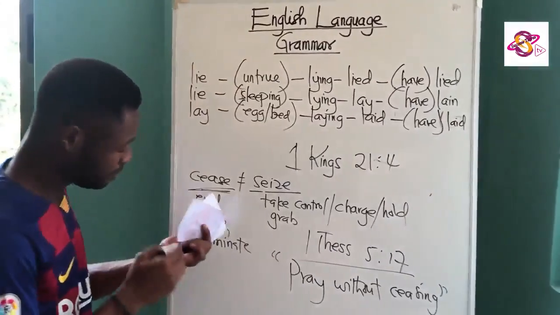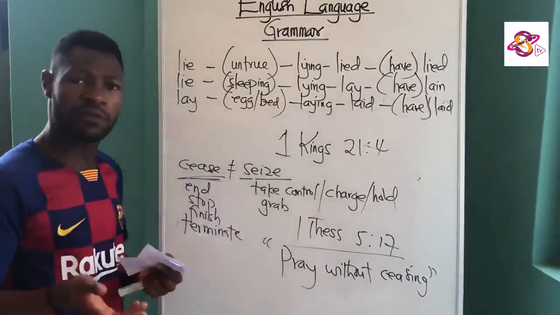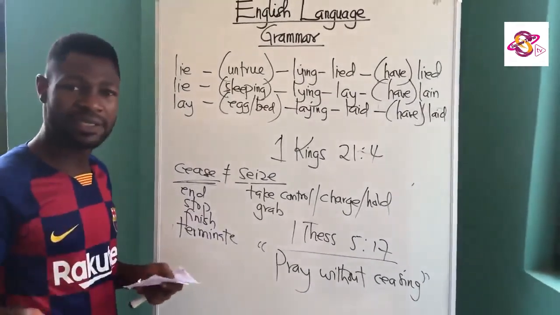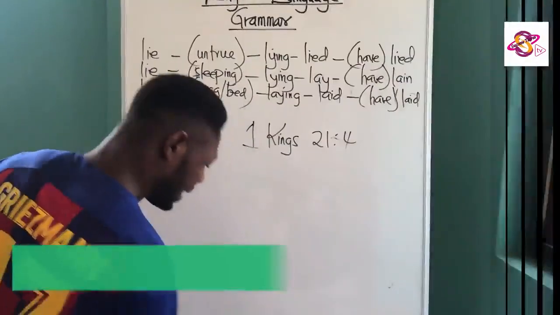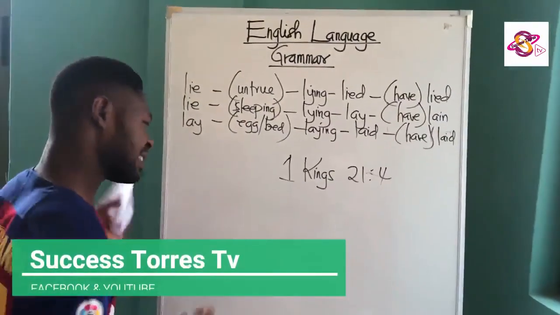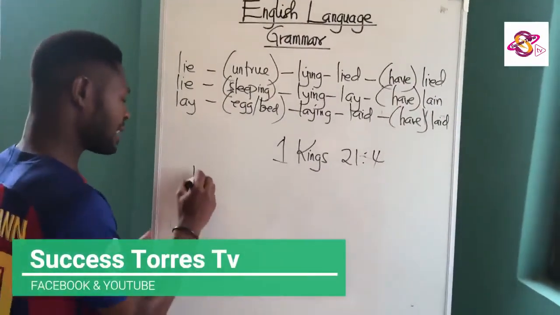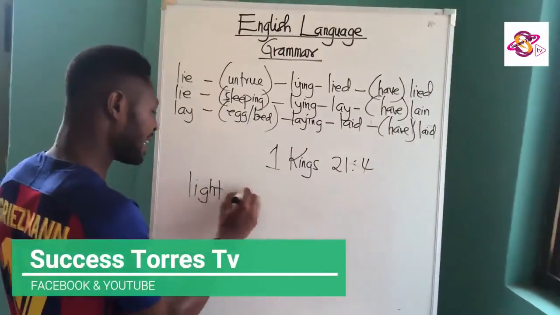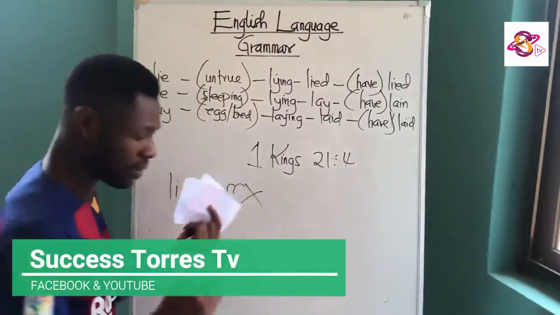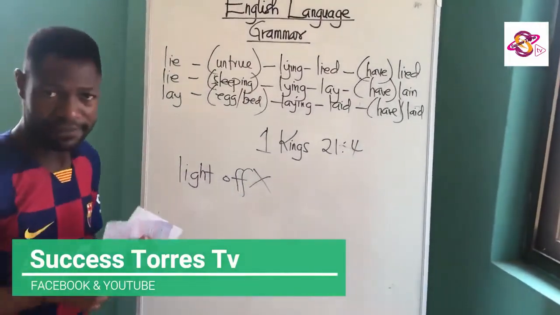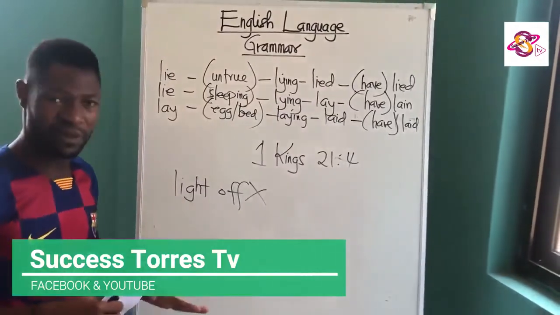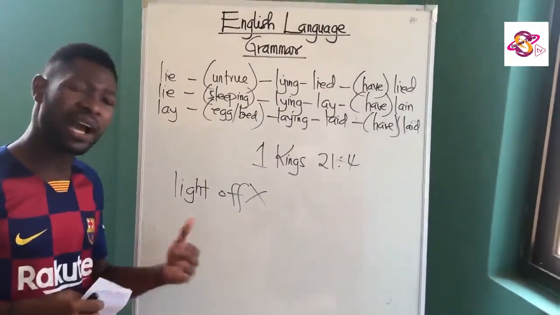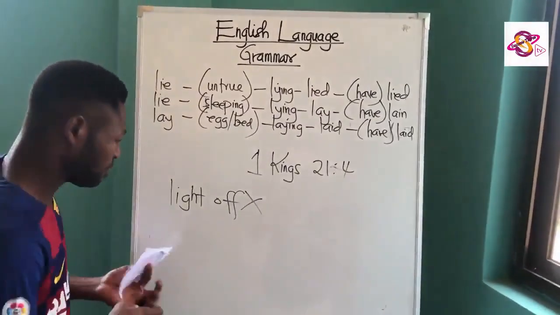I'll give the last one, which has to do with put off, put out, power outage. Do we say light off? Do we say light out? Let's see all these. Now, before we look at that, I want us to realize that there is nothing like light off. That is totally wrong. Solecism. That is grammatically unacceptable. Light off. Light doesn't go off. Light goes out.